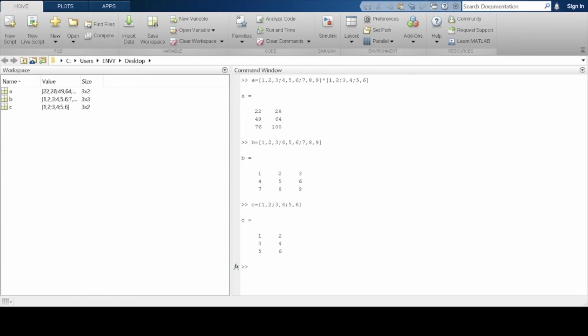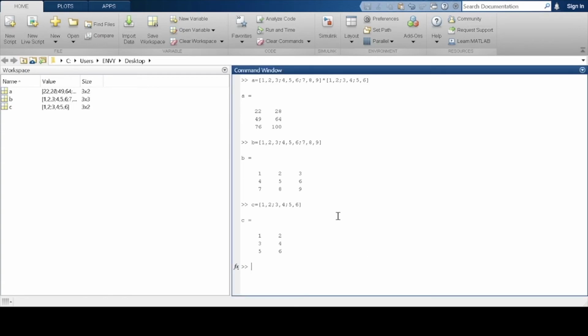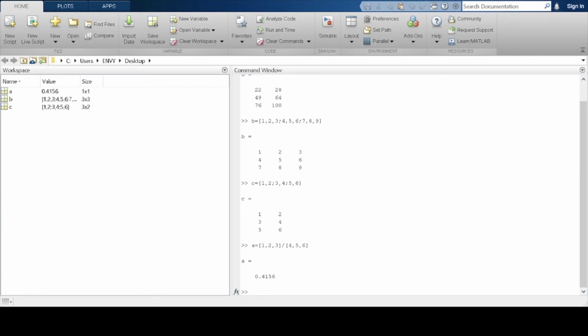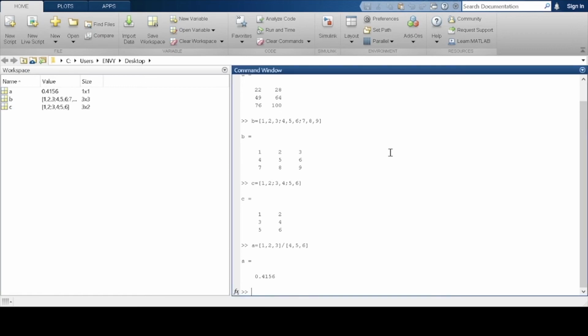Now let's see how to divide two vectors. MATLAB will produce an output if you try to divide two vectors. Let's see. Suppose we take a row vector. We see that we actually get a result. Likewise, you could try typing this.